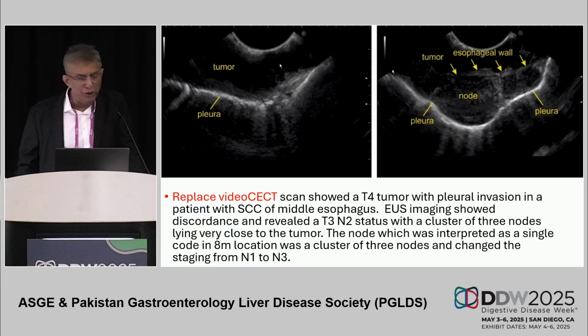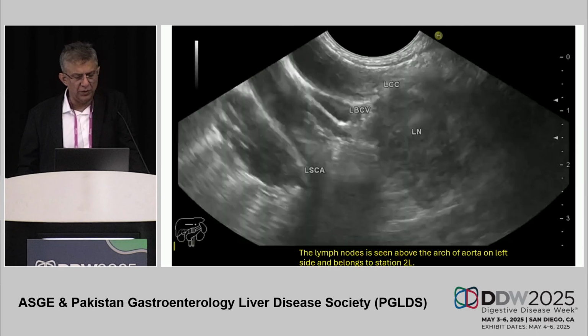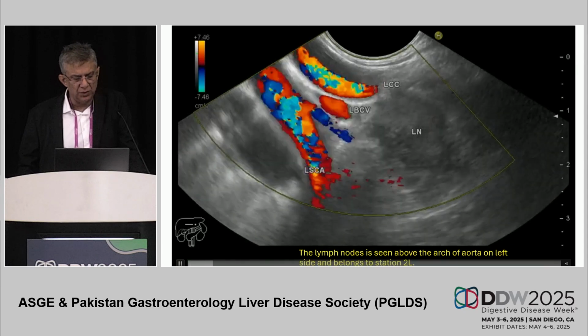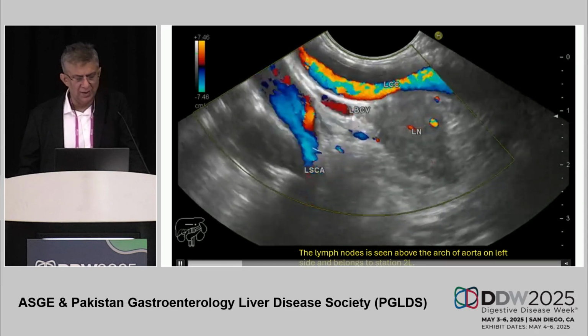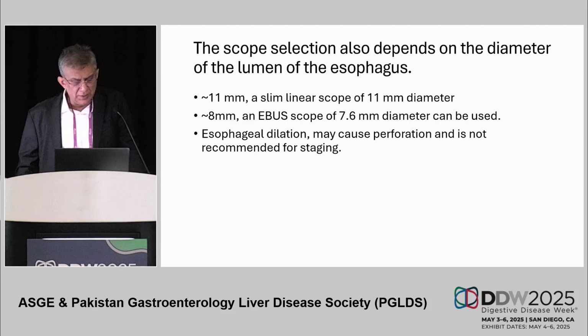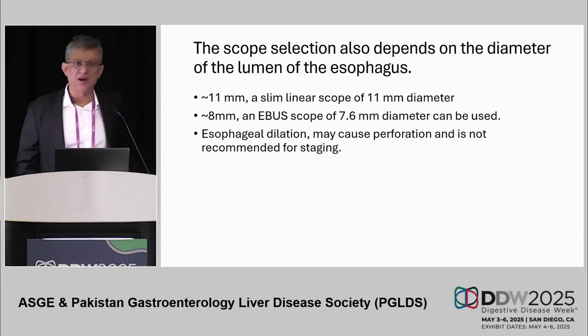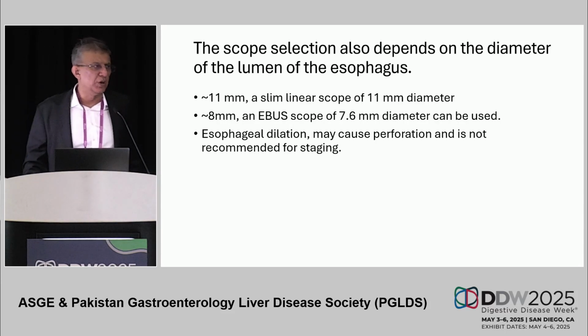Here is a peritumoral lymph node, and then another peritumoral lymph node, and then a lymph node just above the arch of the aorta. So there are different nodes, and the scope selection is different. When you are talking of esophageal cancer, you can use slim scopes. Slimmer scopes are now available both from Olympus and from Pentax. A slimmer scope is available to traverse through the esophagus, but if you cannot traverse, use the EBUS scope to travel down, and you can evaluate esophageal cancer very well with the EBUS scope.